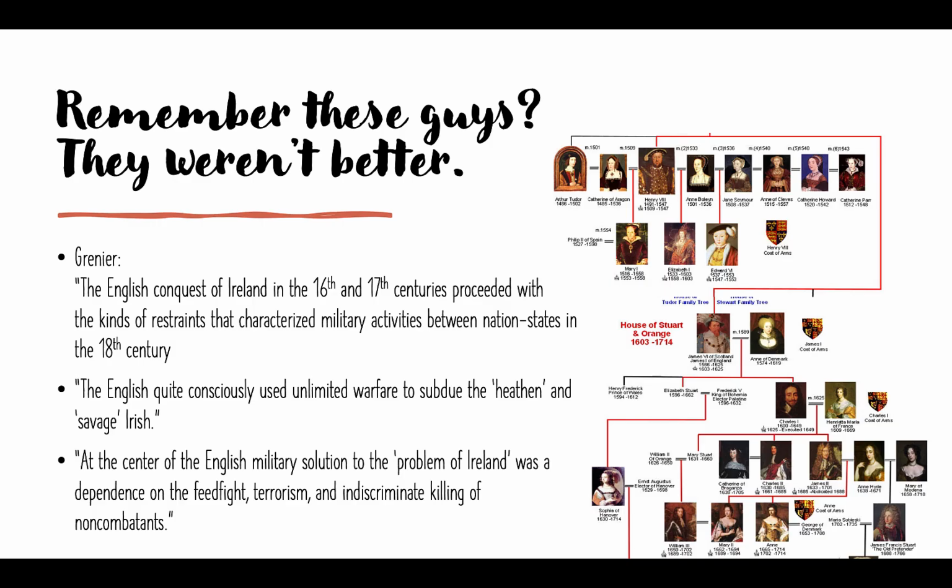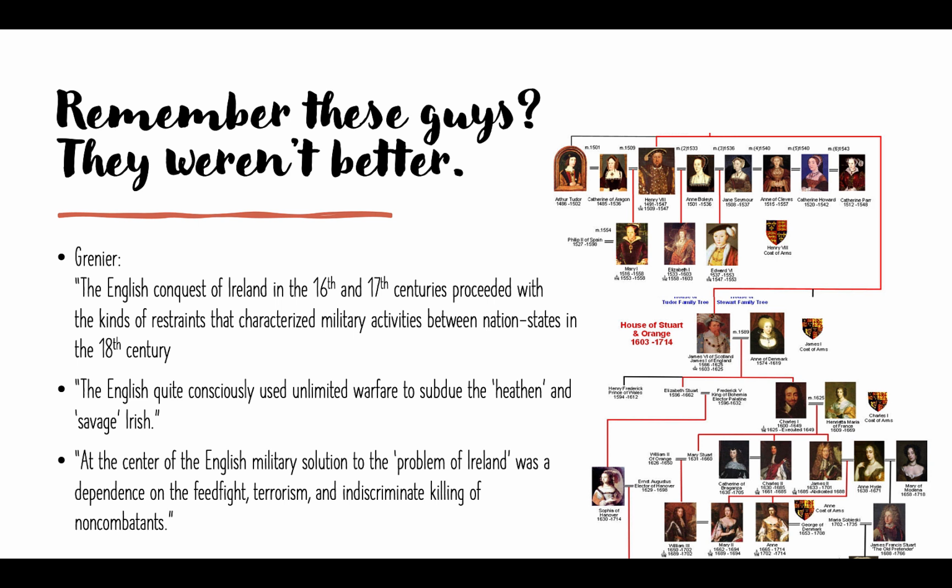So these guys that succeeded the throne, right? Here's Henry, and then here's Mary, and then how we go on down into the English Renaissance. They're not actually any better, right? They are still involved in the conquest of Ireland, and specifically the use of unlimited warfare to subdue the heathens. And at the center of the English military solution to this, quote, problem of Ireland was a dependence upon terrorism and the indiscriminate killing of non-combatants.